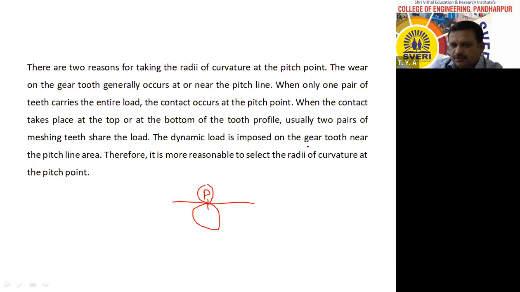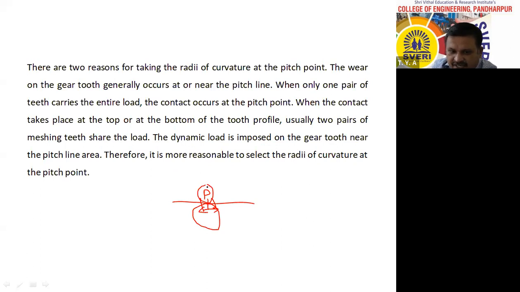The dynamic load is imposed on the gear tooth near the pitch line area. This is the pitch line area. Near the pitch line area means here itself, between these two lines only, this dynamic load will get imposed. Therefore, it is more reasonable to select the radius of curvature at the pitch point only. Why was the radius at the pitch point selected? Because dynamic load is going to exist near the pitch point only.